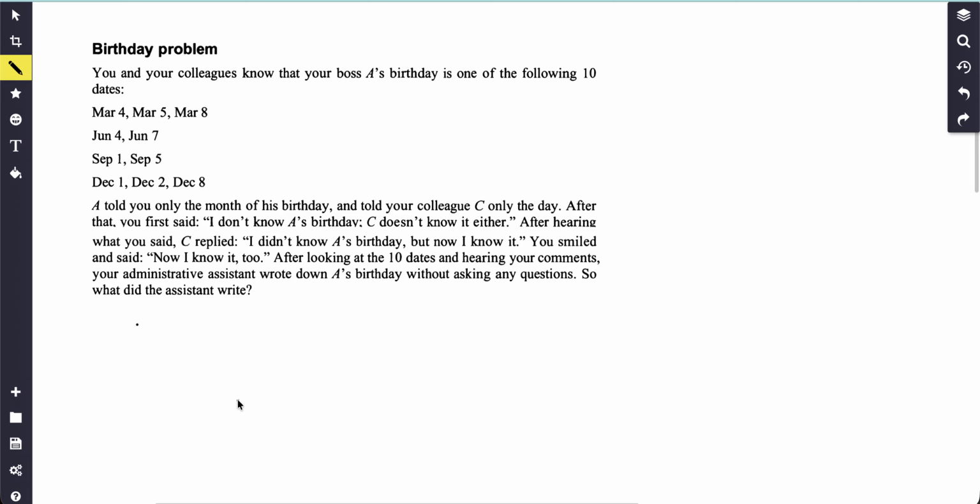Birthday problem. You and your colleagues know that your boss A's birthday is one of the following 10 dates, and A told you, your boss, only the month of his birthday, and told your colleague C only the day. After that, you first said, "I don't know A's birthday, C doesn't know it either." After hearing what you said, C replied, "I don't know A's birthday, but now I know it."